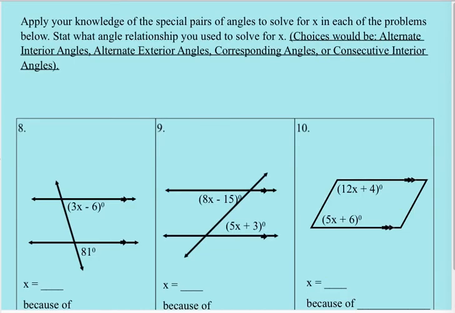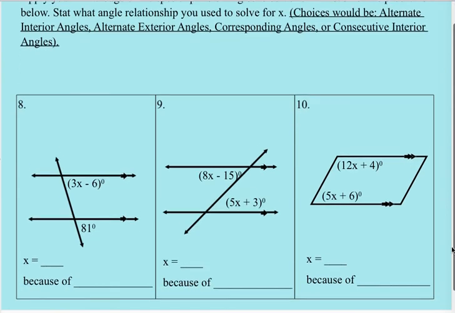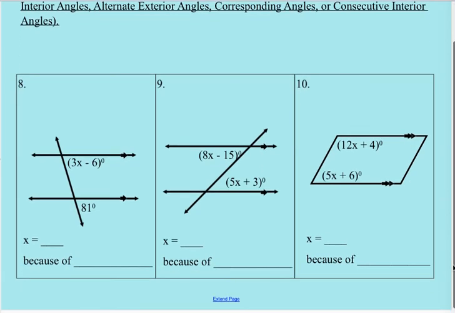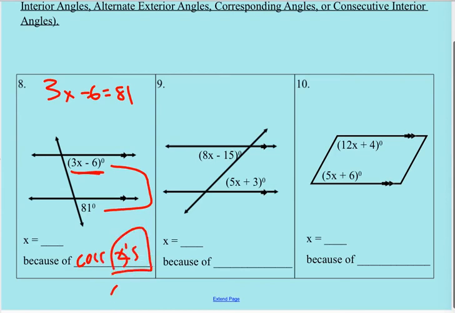All right, so now let's keep going. Let's finish this off. So y, you got interior, alternate exterior, corresponding, whatever. So here, look, this one and this one are in the same location. So those two are going to be equal to each other because they're corresponding angles. Corresponding angles. This is the symbol for angle.